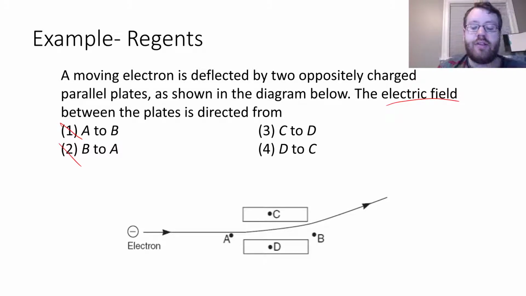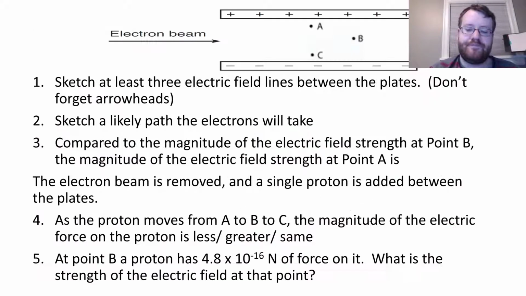Now, because this is an electron, and this electron is being attracted upwards, that means my electric field would be going the opposite direction, because keep in mind, this is a negative charge, which means going the opposite direction of the field. So my field would be going downwards. So it looks like it's going from C to D.